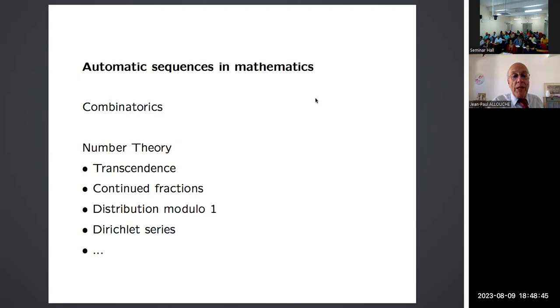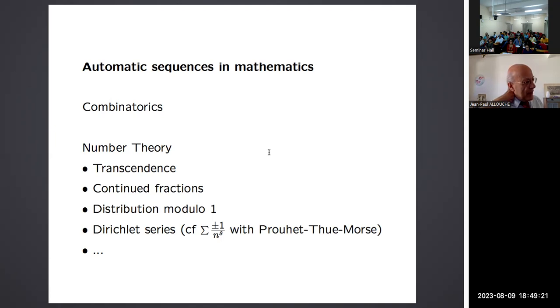Okay. There are also results that have to do with distribution modulo one and results with Dirichlet series. For example, if you look at the Prouhet-Thue-Morse sequence from the very beginning, the one with plus and minus, and look at the Dirichlet series, the sum of this quantity divided by n to the s, it clearly converges for real part of s larger than one, but it is not difficult to see that you can extend this Dirichlet series to an entire function, a function which is holomorphic on the whole plane.